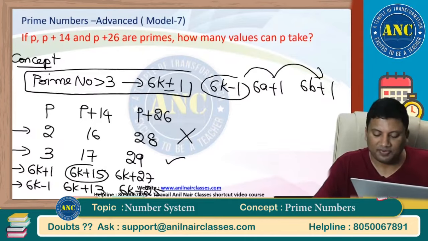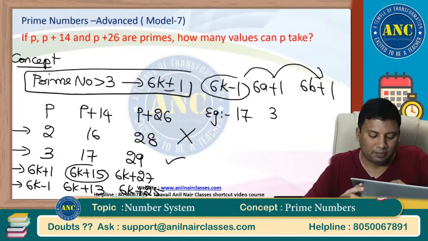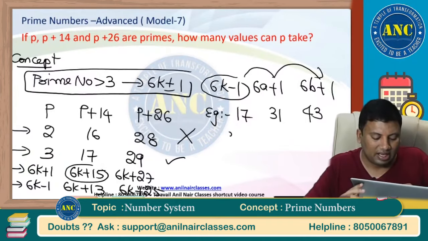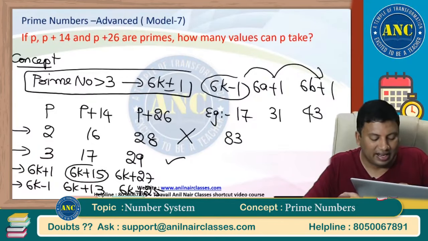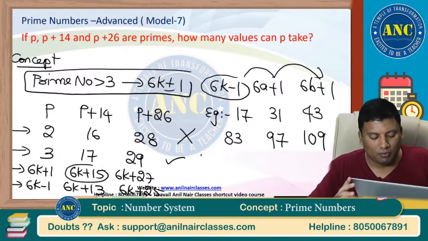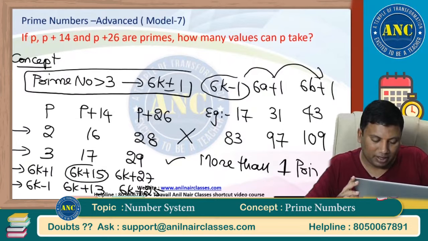For example, 17, 6 into 3 minus 1. 17 plus 14, 17 plus 26. 17, 31, 43. It is possible. If it is 83, 6 into 14 minus 1, 83 plus 14, 97. 83 plus 26, 109. There exist more than one prime numbers which will satisfy this triplet. This is the most repeated type in prime numbers, sir.